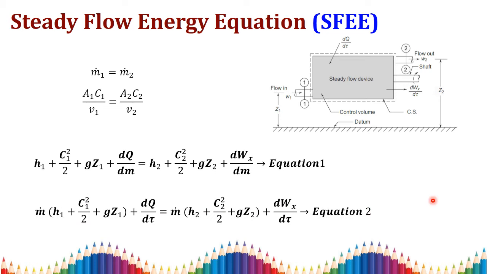As we already know, with the mass balance equation we have the continuity equation as A1 C1 by V1 which is equal to A2 C2 by V2. Then from the energy balance equation, the total energy entering the system is equal to the total energy leaving the system in a steady flow device. Then your equation becomes h1 plus c1 square by 2 plus gz1 plus dq by dm which is equal to h2 plus c2 square by 2 plus gz2 plus dwx by dm. So this is considering a unit mass of a system. When we consider a mass flow rate, then your equation will be like this.